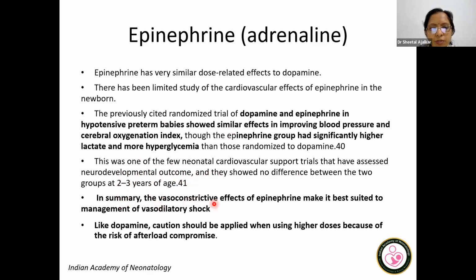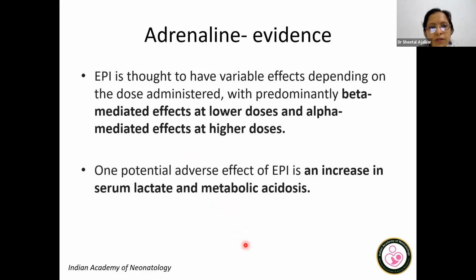In summary, the vasoconstrictive effects of epinephrine make it best suited for the management of vasodilatory shock. Caution should also be applied because higher doses carry a high risk of increased afterload. The evidence for adrenaline shows beta-mediated effects at lower doses and alpha-mediated effects at higher doses. So higher doses are definitely not advised, and it increases serum lactate and causes metabolic acidosis.